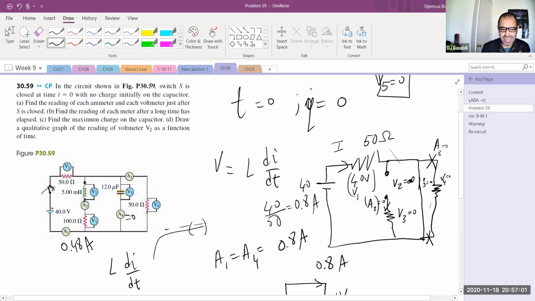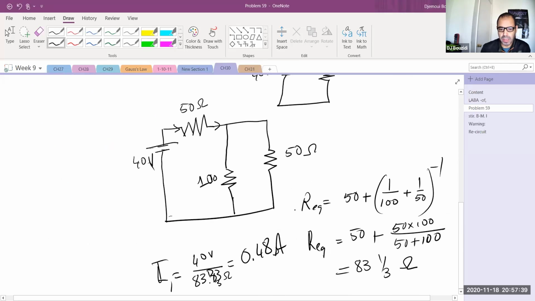Now, if you ask me how much voltage is in this 50 ohms, it's going to be 50 times this current because it's the same current. So this will be 50 times 0.48 amps. Let me get the calculator quickly. 0.48 amps times 50, so it's going to be 24 volts. So 24 volts is read by this voltmeter, which leaves me with a voltage, because if I do 40 minus 24, that is what, 16 volts?